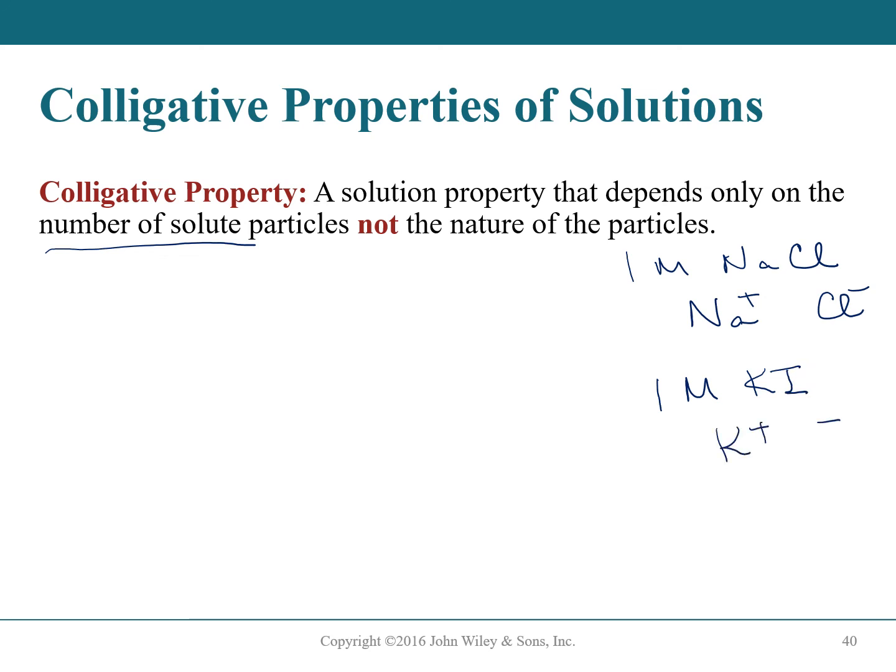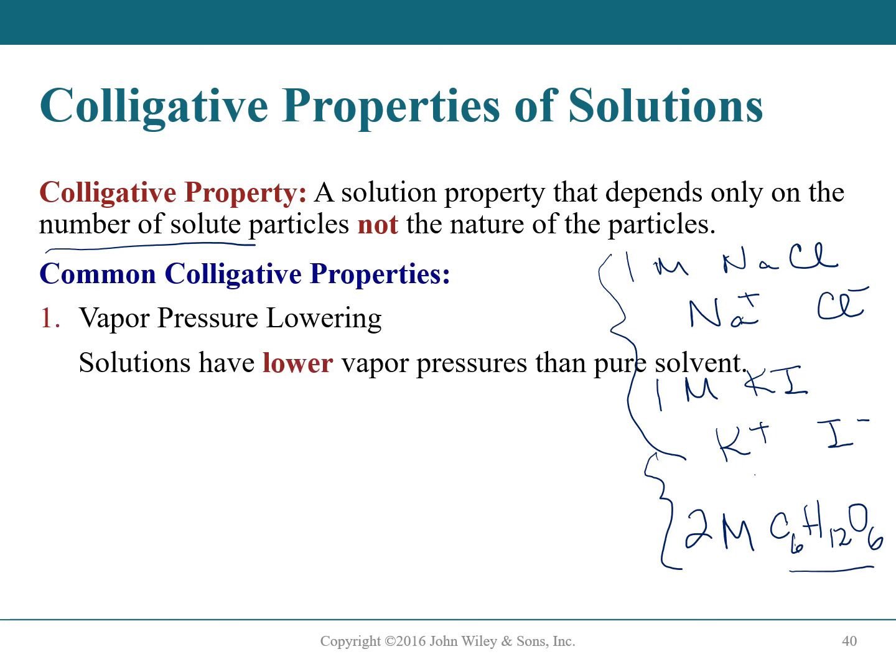I will have twice as many particles, so the colligative properties will be the same, even though these are different substances. If I had 2 molar, let's say glucose, C6H12O6, because when this dissolves, it stays together, it's not ionic, so it doesn't come apart into its particular ions, but I have twice as many. So this, believe it or not, will have the same colligative properties as 1 molar sodium chloride or 1 molar potassium iodide. It's the number of solute particles, not the nature.